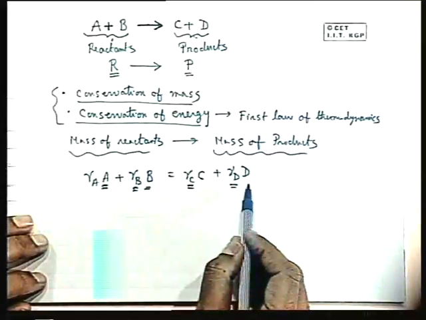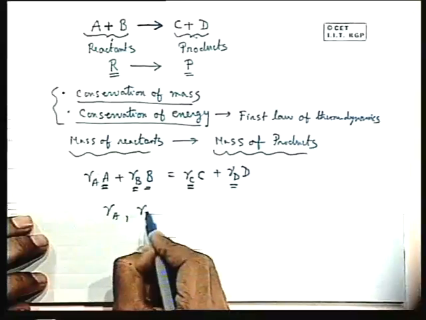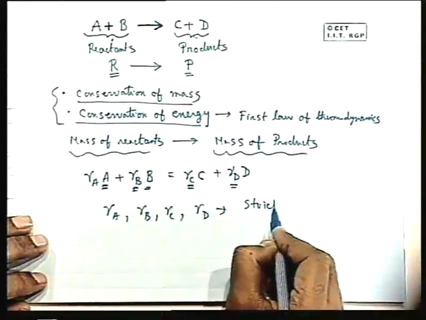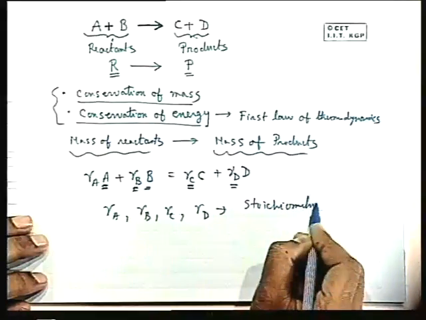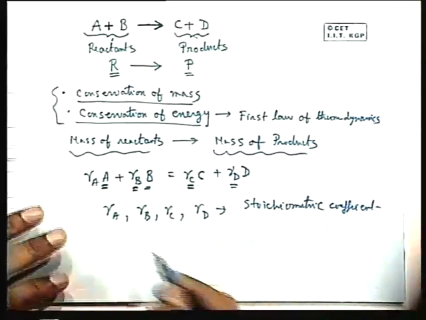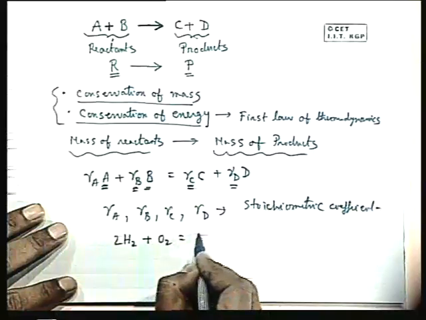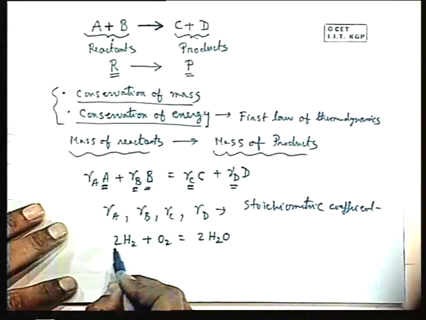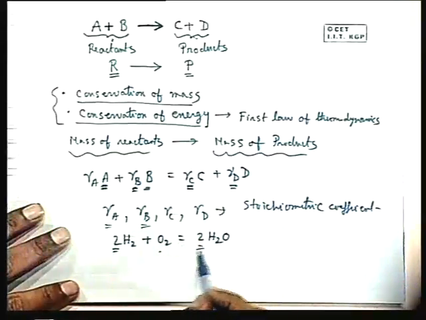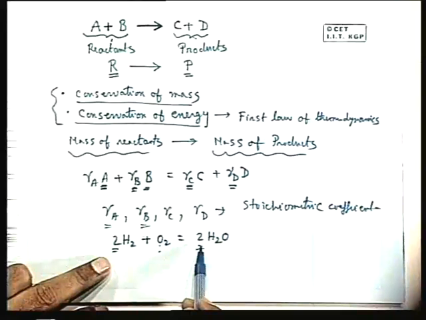So, this reads like this, and these gammas are known as what? These are known as the stoichiometric coefficients. An example I give, a very simple example: 2H2 plus O2 gives 2H2O. So, the stoichiometric coefficients are γA 2, γB 1, and γC, γD are 1, 2. That means 2 moles of hydrogen react with 1 mole of oxygen to give 2 moles of water vapor.